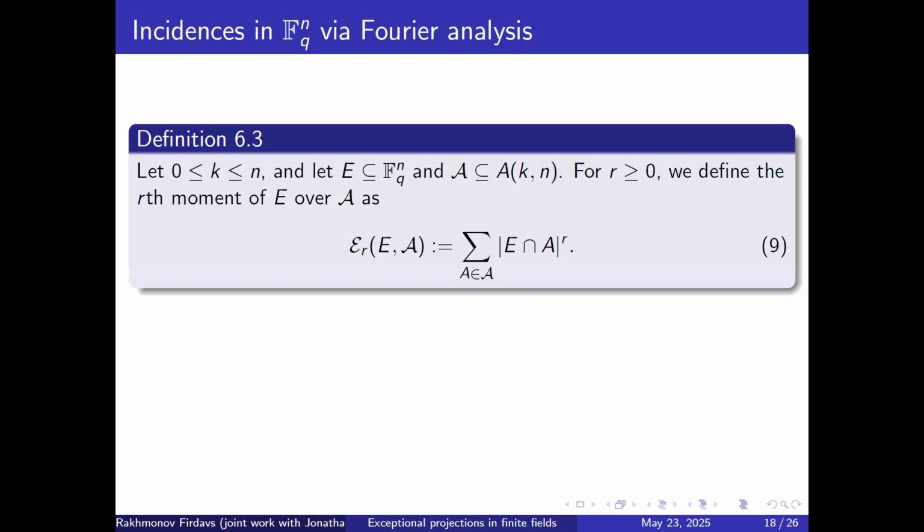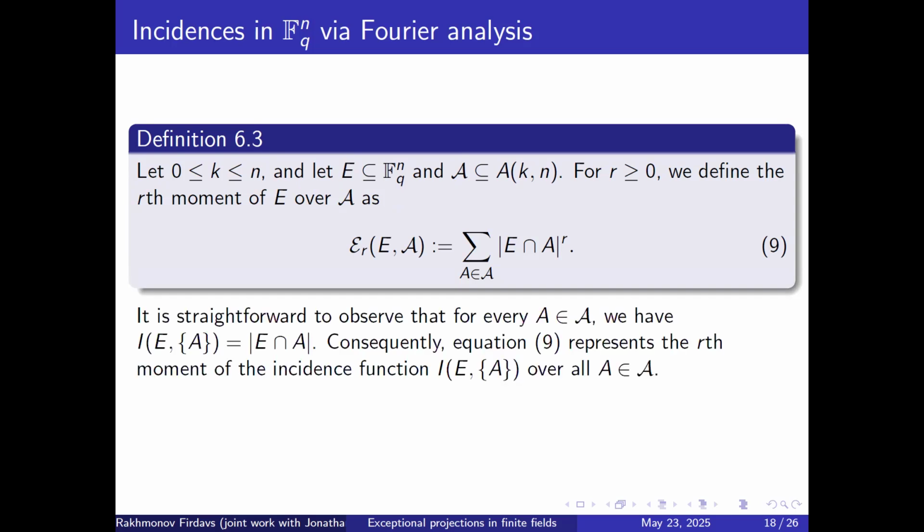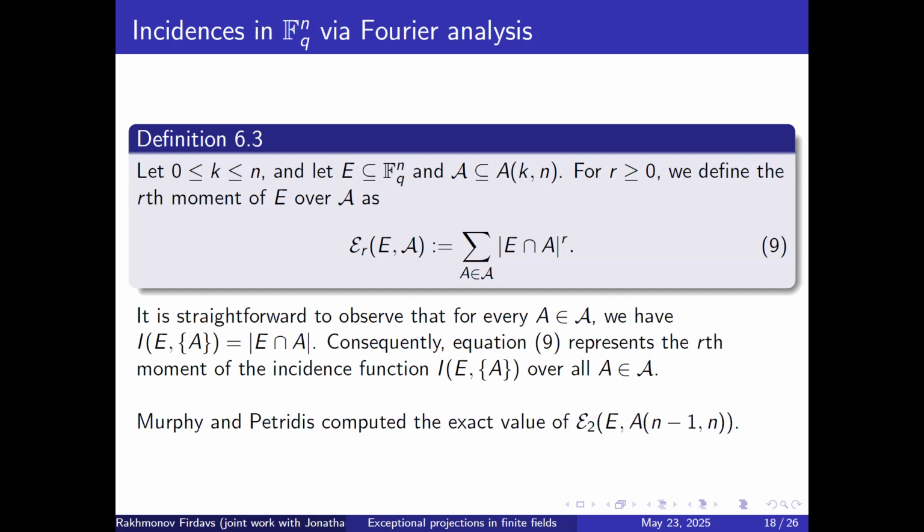And we're going to define this notion of moment. Moment of a point set over k-planes. This is the motivation why we call it moment. Of course, it depends on the parameter r. So Murphy and Petridis computed the exact value when k is equal to n minus 1. Basically, they computed the second moment of the point set over hyperplanes.